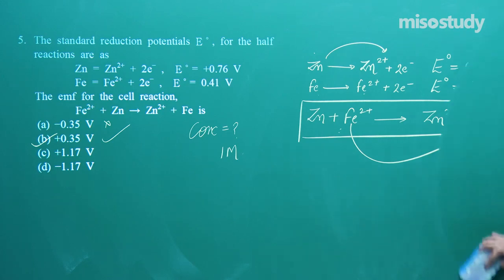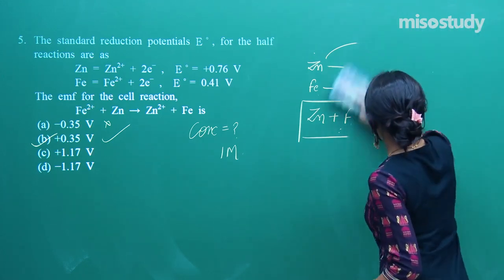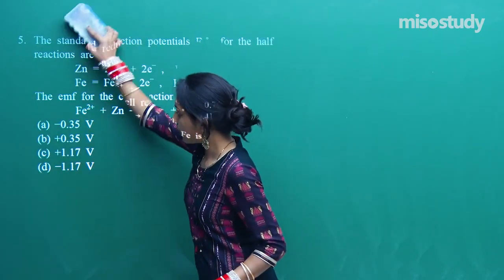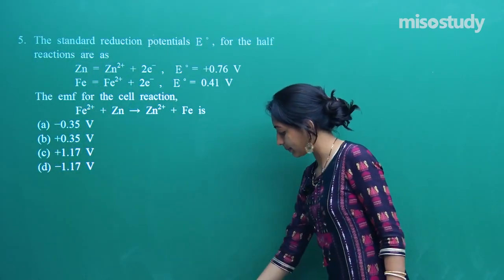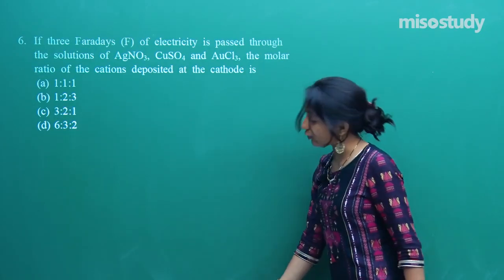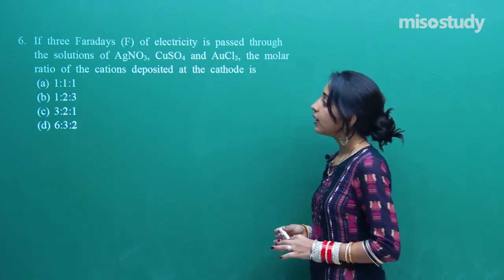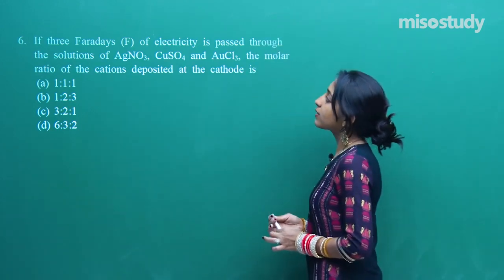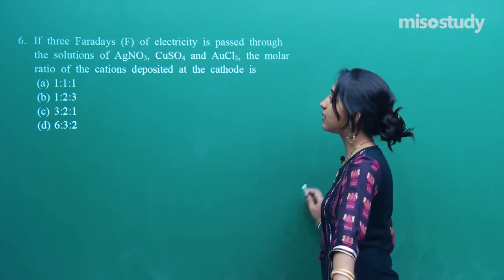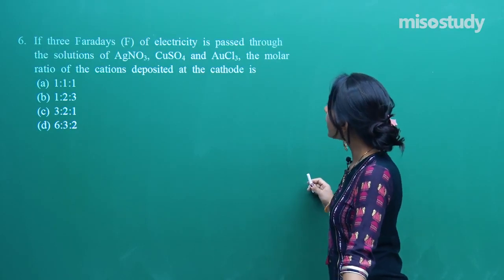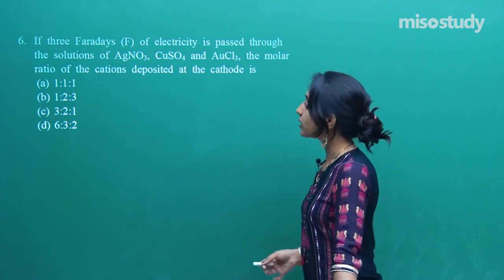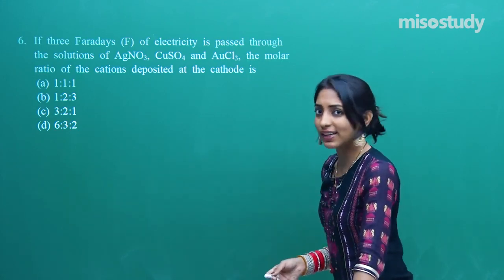I think everyone is now done noting down the 5th question also. Let us move on to question number 6. On the screen you can see question number 6. Let me try doing it. If 3 Faradays of electricity is passed through the solutions of AgNO3, CuSO4, AuCl3, the molar ratio of the cations deposited at the cathode is. It's not a tough question, it's an easier one.